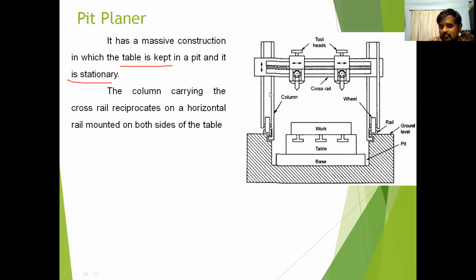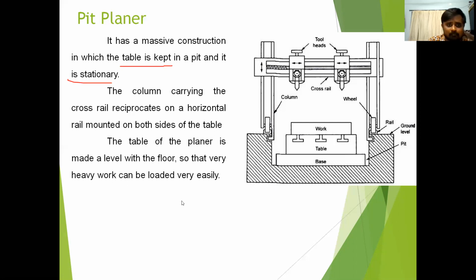This cross rail is attached to the two vertical columns. These are called our two vertical columns, and these two vertical columns are placed on the rails. These are the rails. These are the wheels. This complete vertical column will move on the rail by using these wheels. So we can move this complete frame to get the cutting motion. In the case of the pit planer, the workpiece is stationary and we are moving the cutting tool.